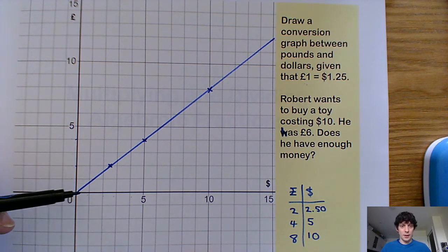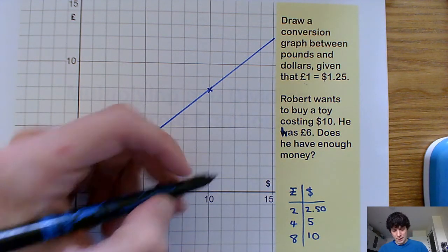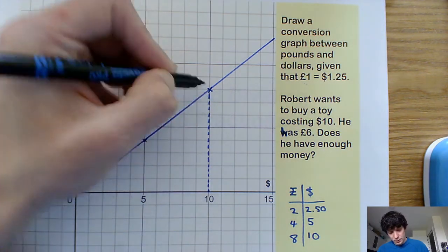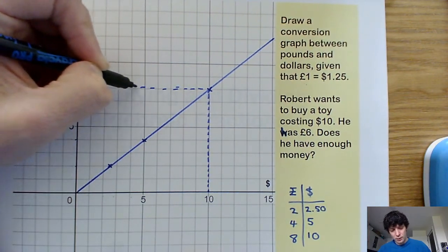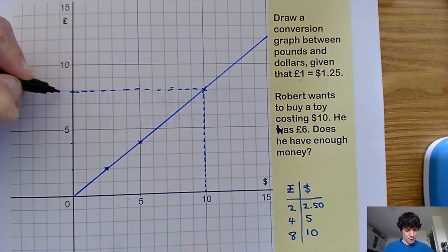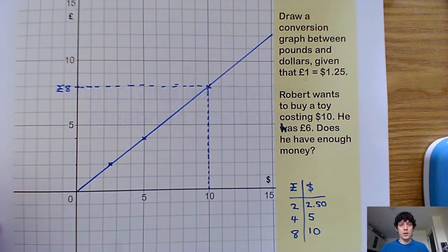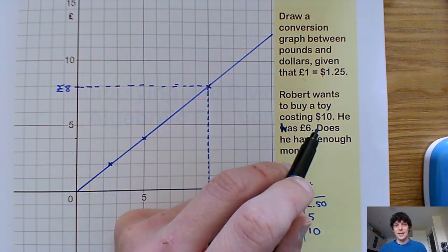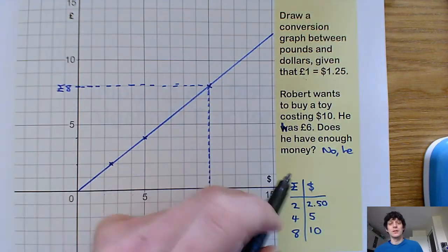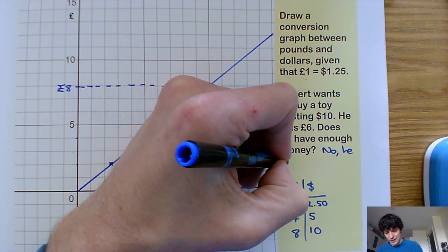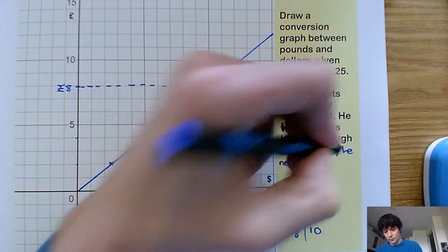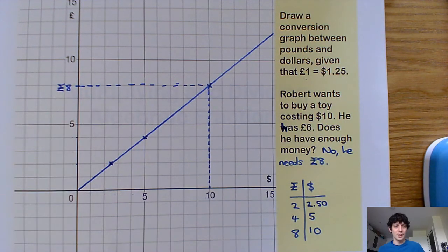So it's $10. Let's have a look what $10 is. So I've gone across to $10. And I can see that the amount here travelling across is £8. So $10 is £8. He only has £6. Does he have enough? No. And it's not enough just to say yes or no there, we need to say why. So no, he doesn't have enough because he needs £8. So to get $10, he'd need £8.